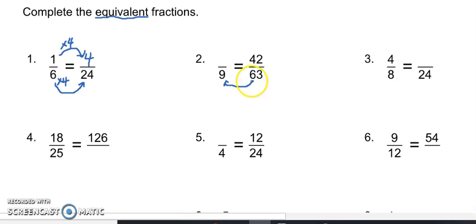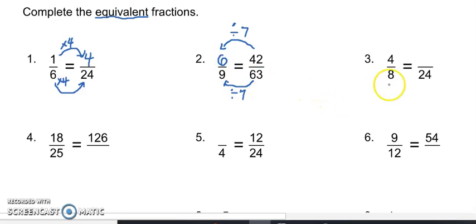What can we divide 63 by to get us 9? Because we know our timetables well, we know that we can divide it by 7. 63 divided by 7 is going to give us 9. All right, so that means that we have to do the same thing for the numerator. We have to divide 42 by 7, and we all know that 42 divided by 7 is going to give us 6.